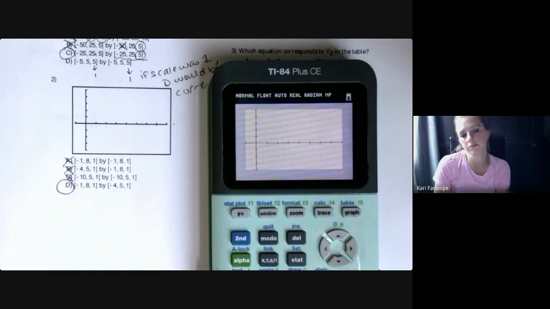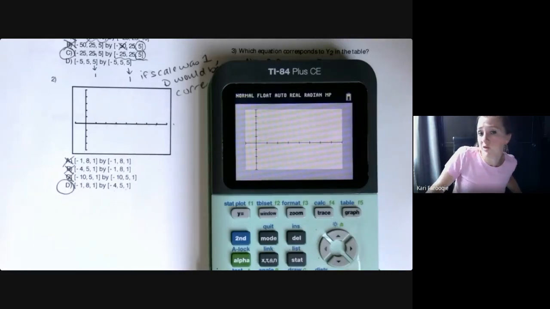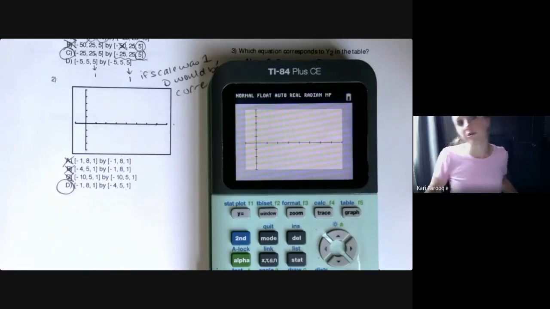We're going to be using the graphing calculator quite a bit, especially once we get into chapter 3. And then we'll be using it for other types of applications when we talk about matrices and solving systems of equations in chapter 6. So we'll be using this a lot more.